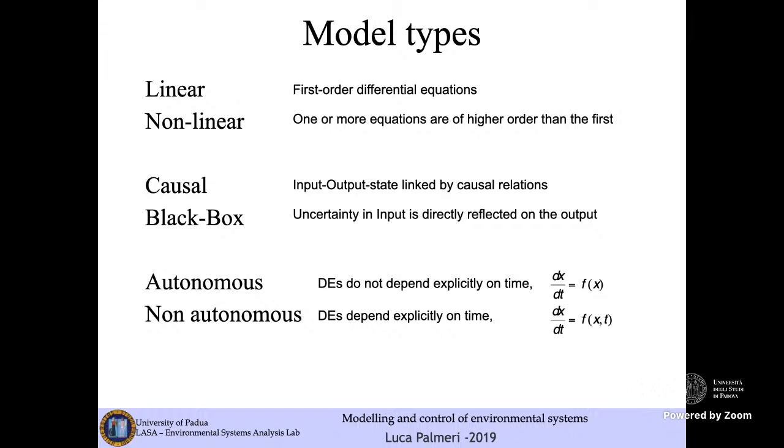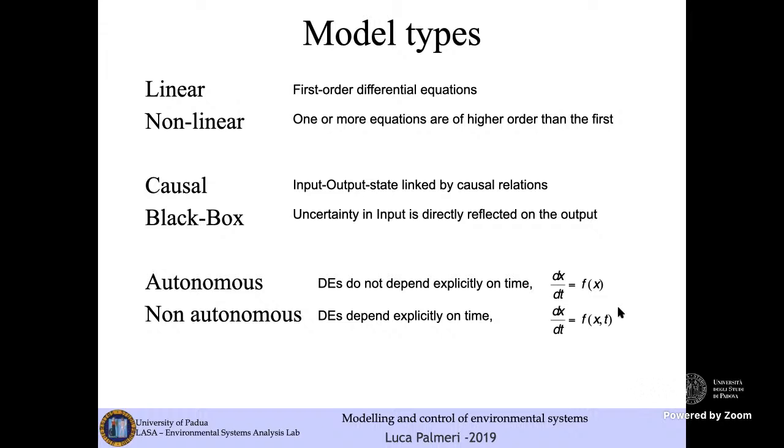Another important mathematical distinction that comes with the classification of different modeling approaches is that between autonomous and non-autonomous systems. Typically, in autonomous systems, differential equations do not depend explicitly on time. So we may say that the derivative in time of, for example, the state variable vector is equal to a function of the state variables, but not of time. So time doesn't play a role.